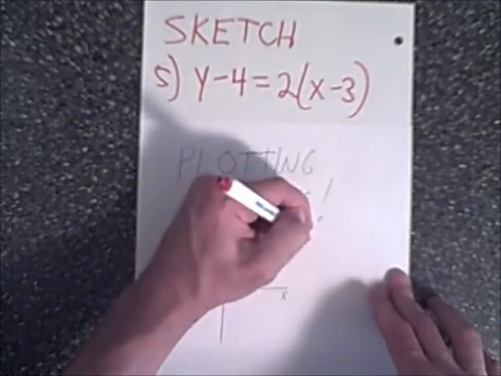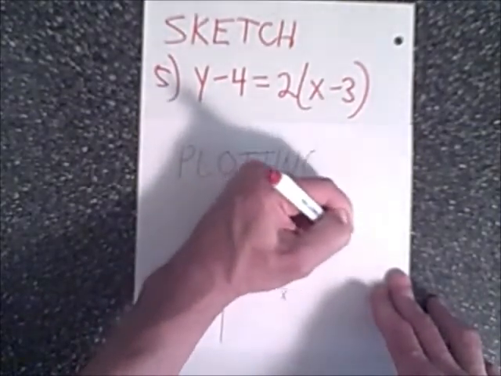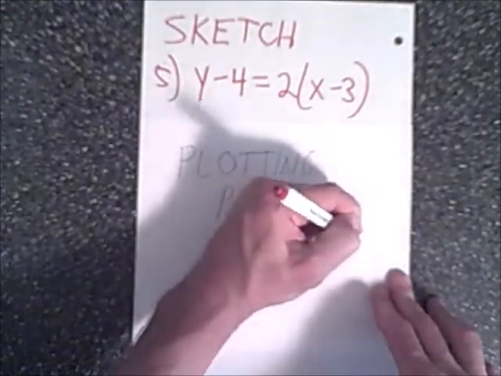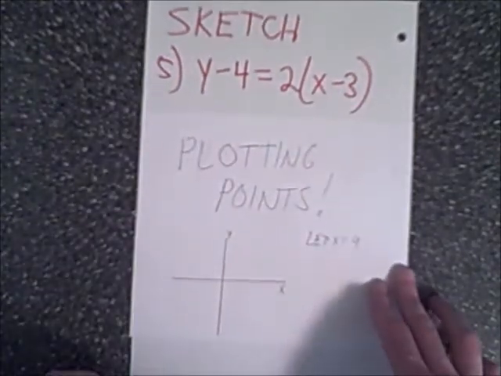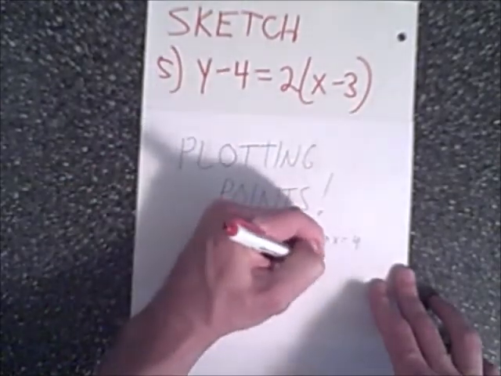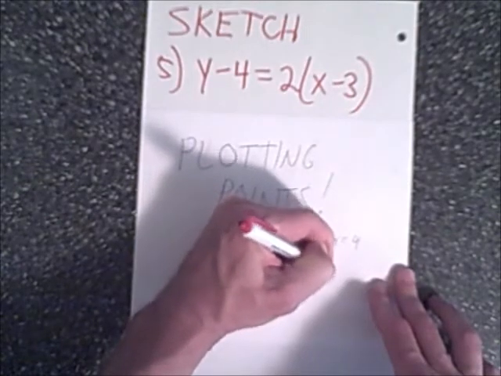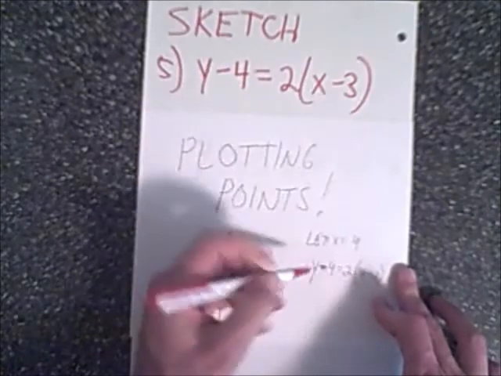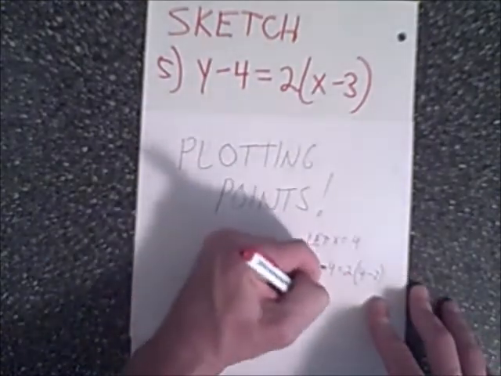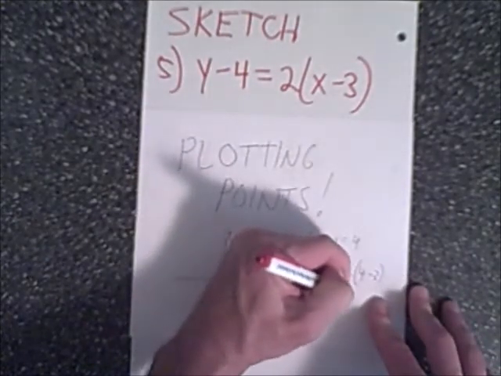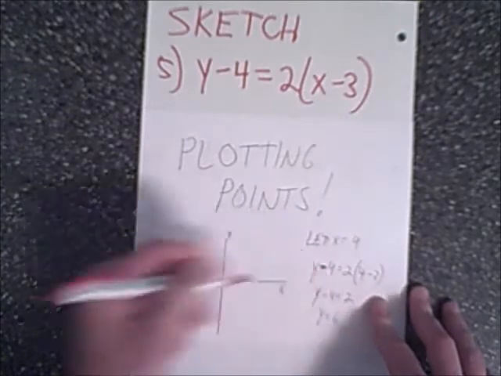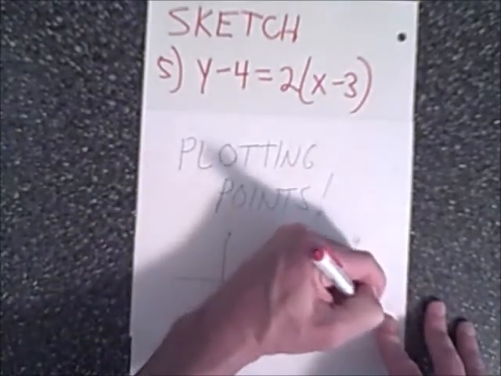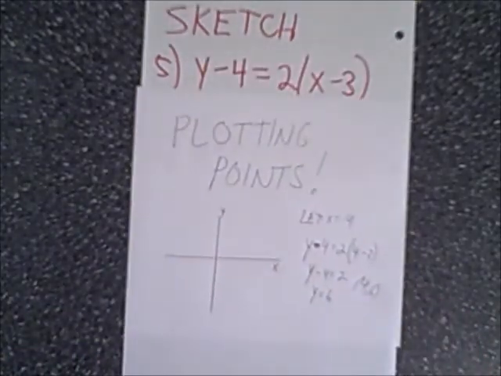Okay, let's let x equal, I don't know, let's say 4. If we plug in 4 into this equation, we would have y minus 4 equals 2 times the quantity 4 minus 3. We plug 4 in. And this is y minus 4 equals 2. So y equals 6. So 4, 6 is one of our points.